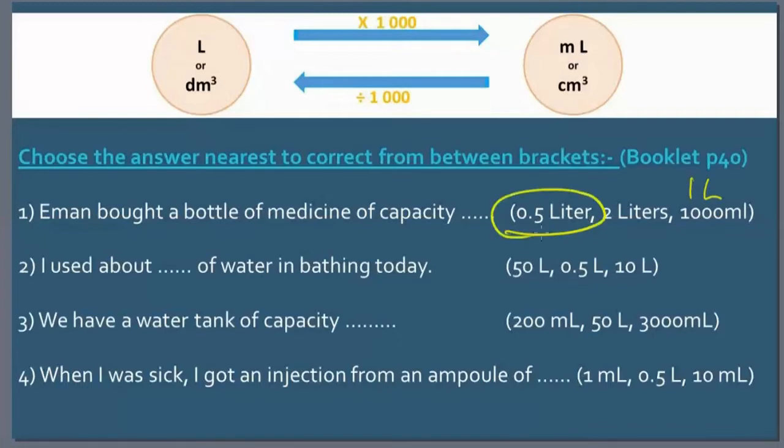I used about what of water in bathing today, so the nearest answer here is 50 liter. We have a water tank of capacity. Yes, a water tank means big capacity, so this means I will choose 50 liter. When I was sick, I got an injection from an ampoule of, yes, so this is a syringe. Okay, so it means I will take a small capacity. So I will take 1 milliliter.